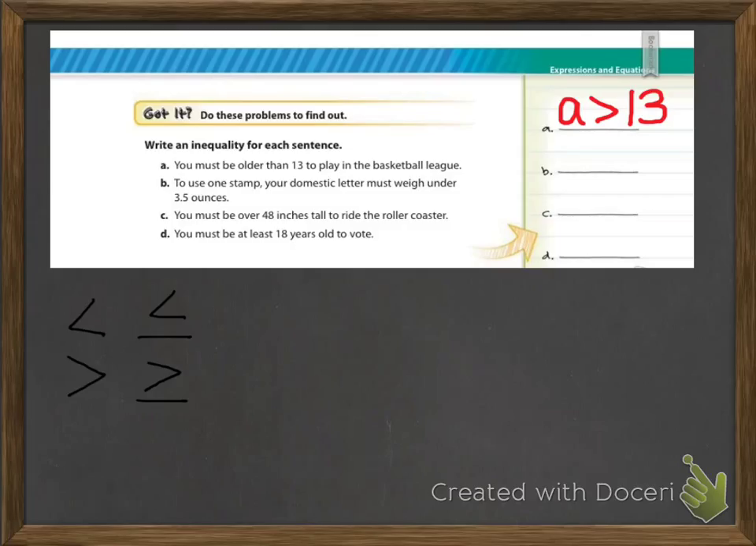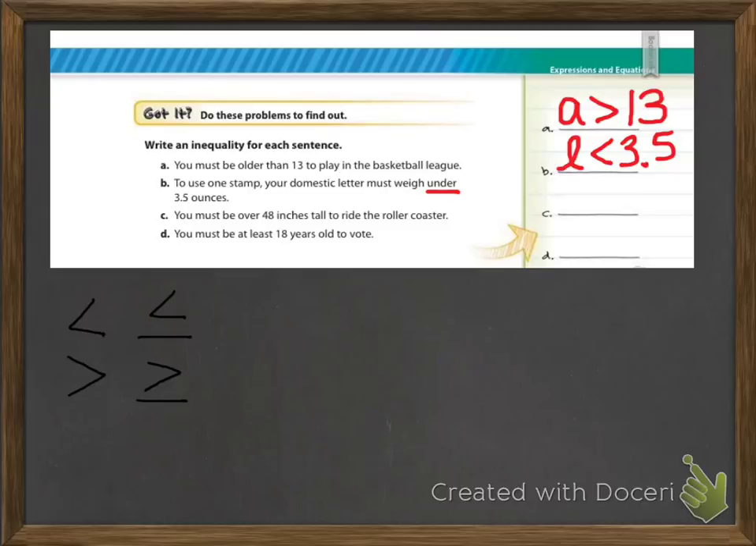On B, it says to use one stamp, your domestic letter must weigh under 3 5/10 ounces. I'm going to use the variable L for letter. Now, we've talked about this before in class. When you're using the variable L, you need to use the cursive form of L, because if you just use plain old L, you're going to mistake it for a number 1 eventually. So on this one, going back to our letter question, the letter must weigh under, which means less than 3 5/10 ounces.